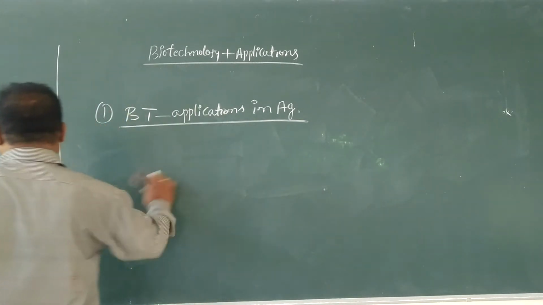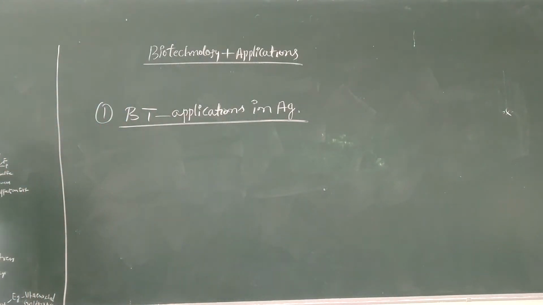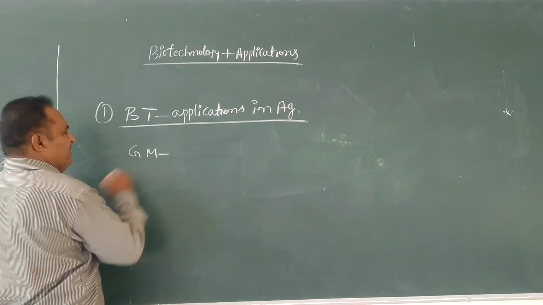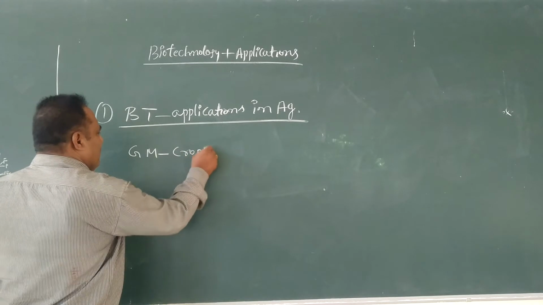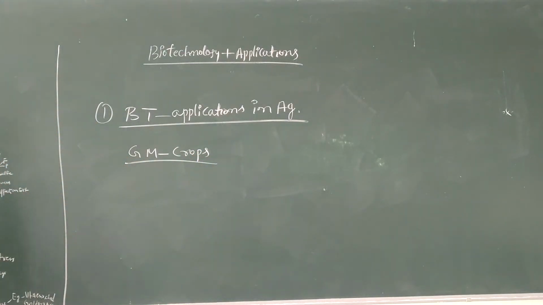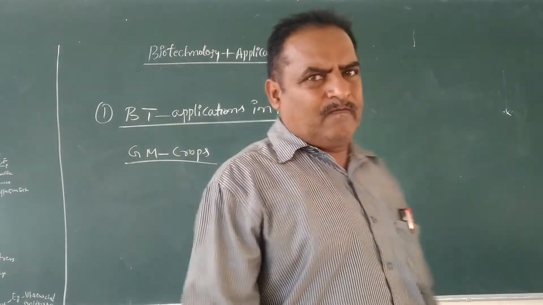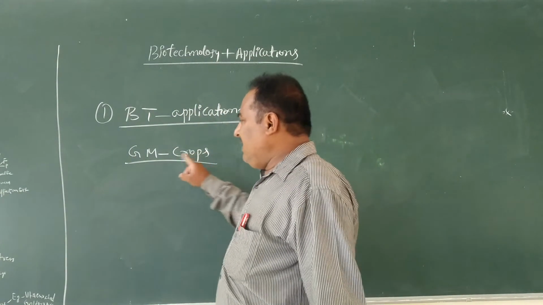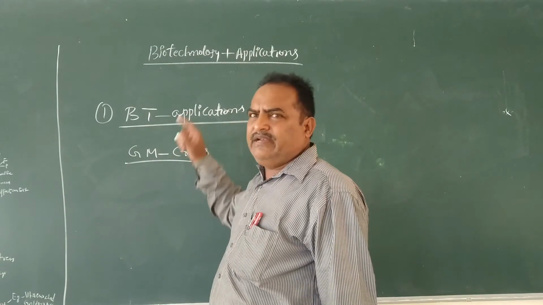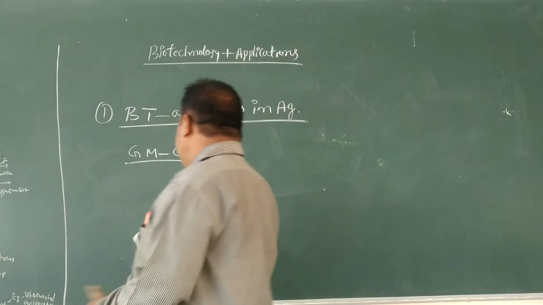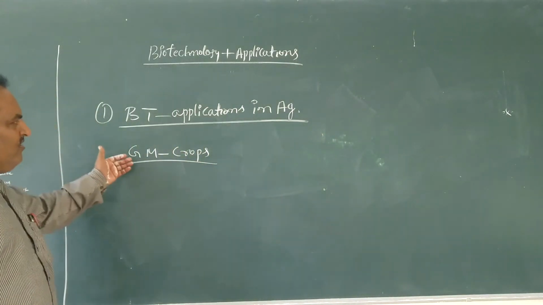Therefore, recently, to avoid agrochemicals, genetically modified crops have been developed with the help of biotechnology. Here the organism or plant is genetically altered due to the insertion of foreign DNA. That is called a genetically modified crop.